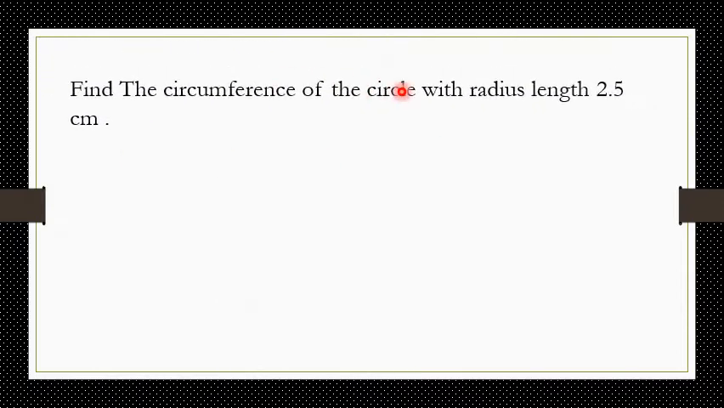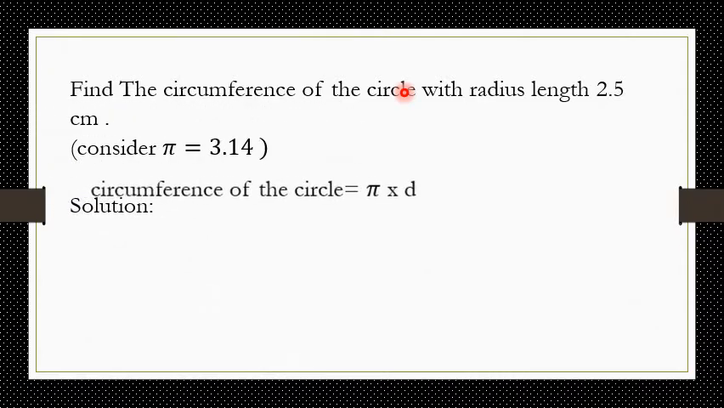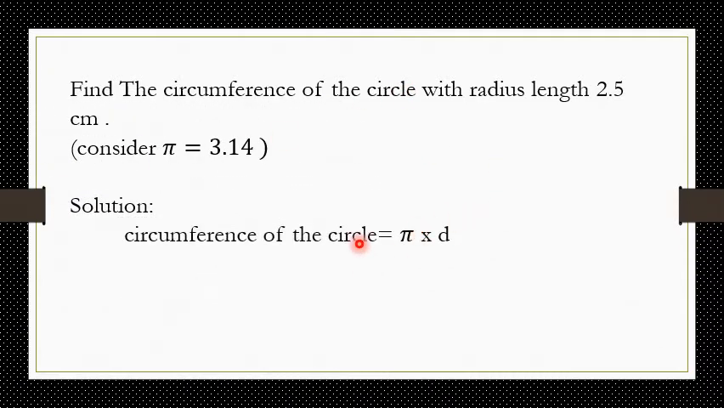Now find the circumference of the circle with the radius length 2.5 centimeter. Consider pi equals 3.14. Now solution, circumference of the circle equals pi by d. He gave me the radius length equals 2.5 centimeters. So we will substitute in the formula.